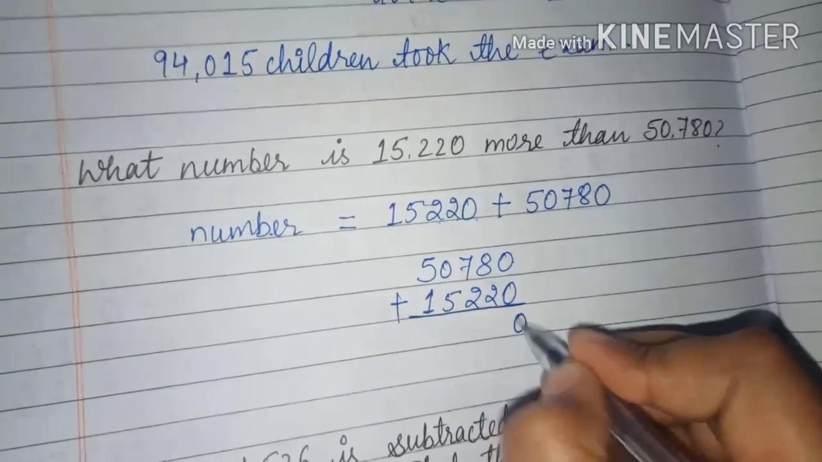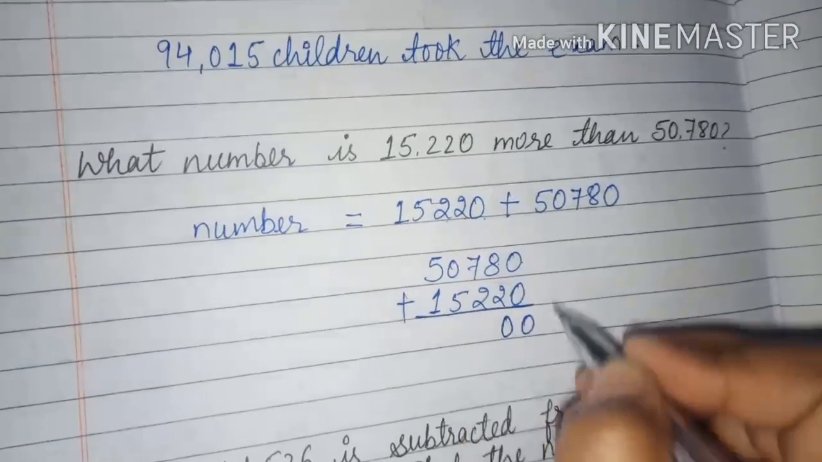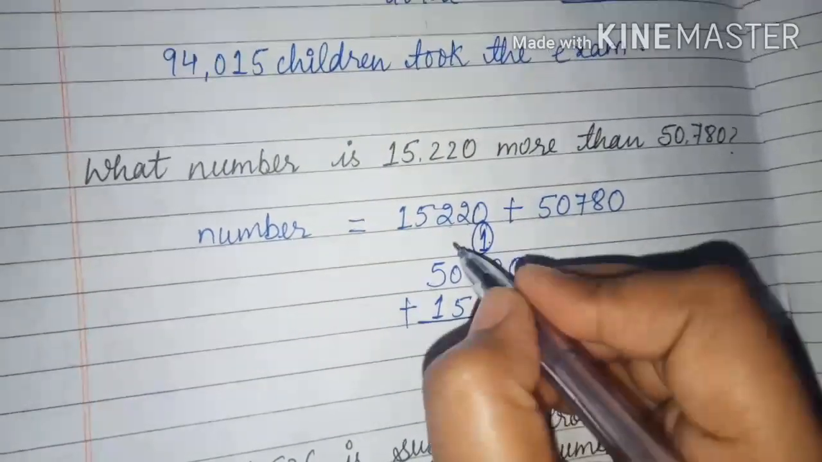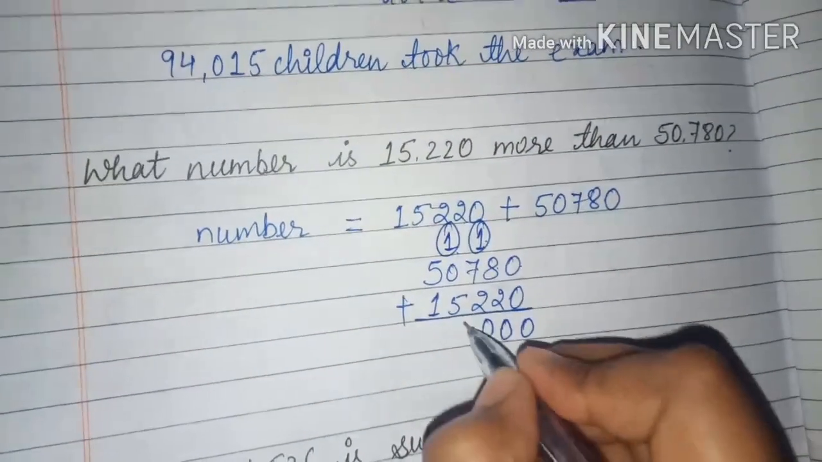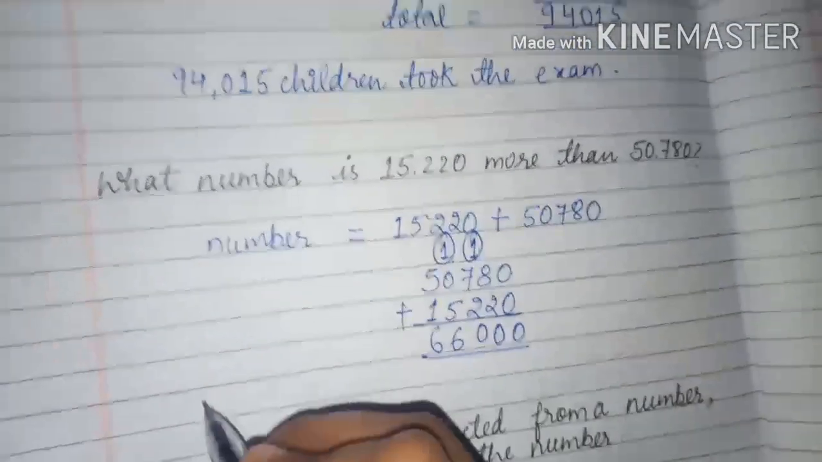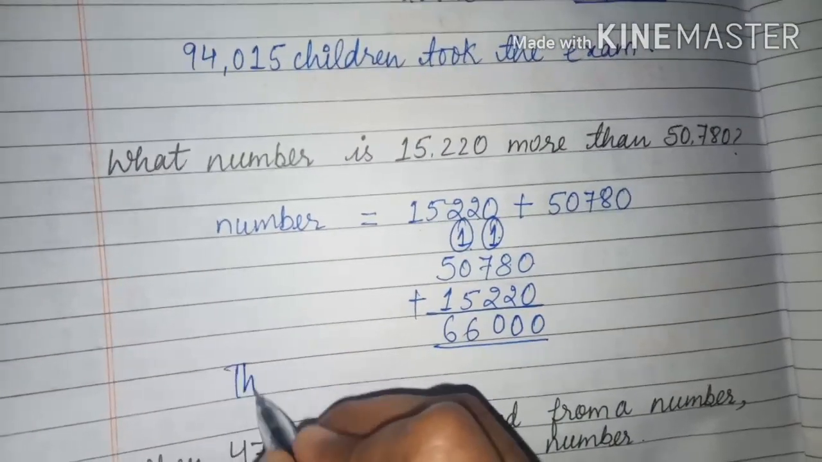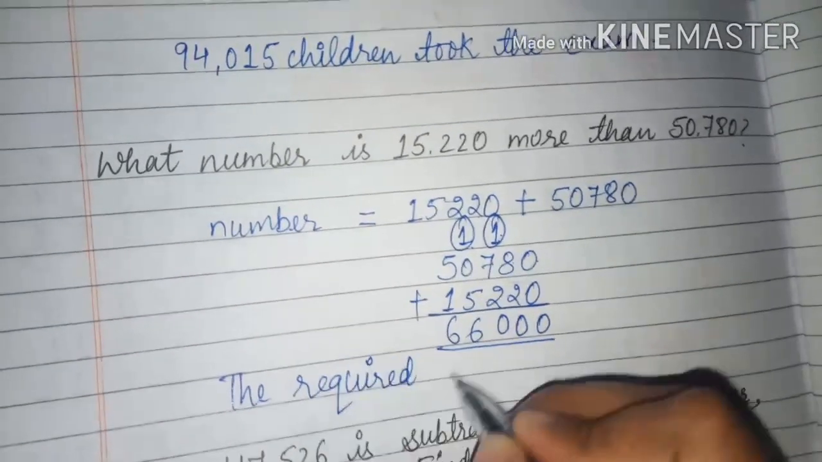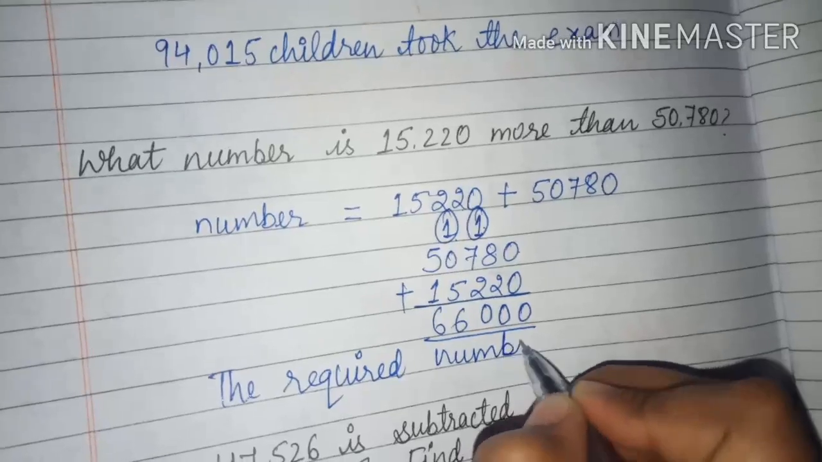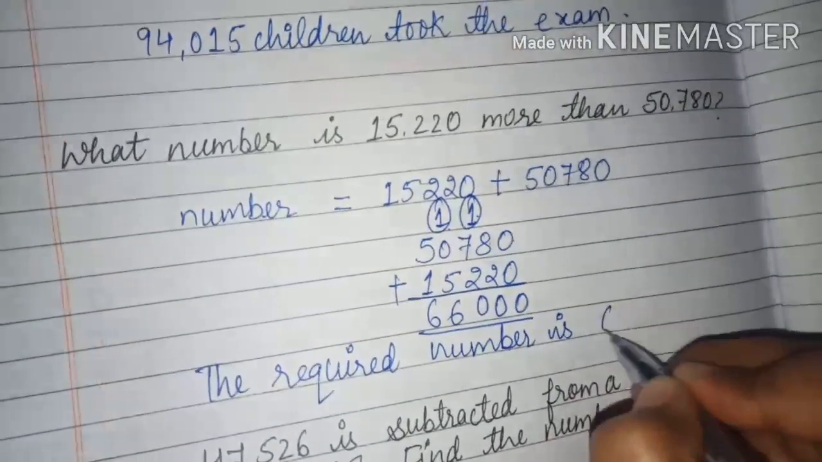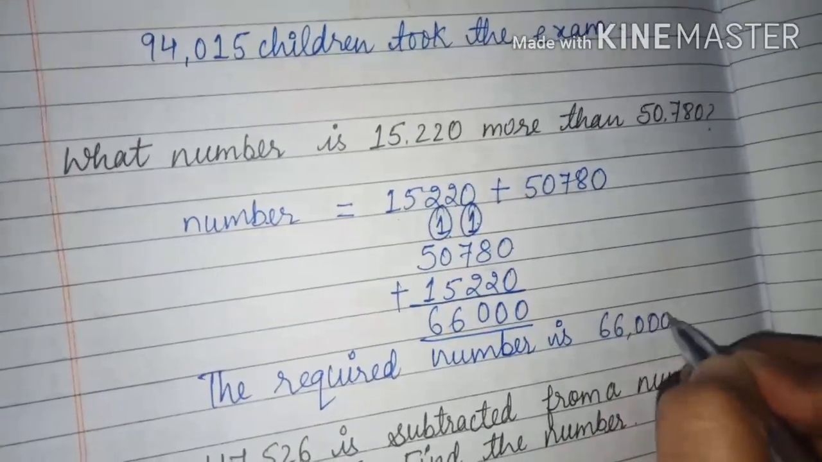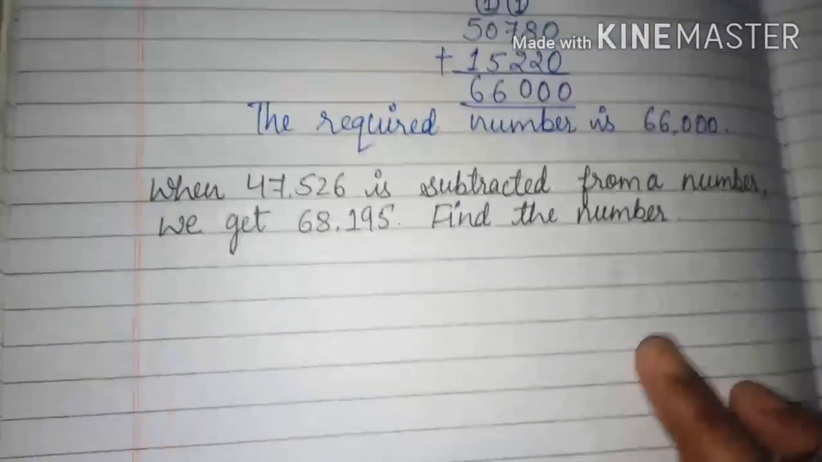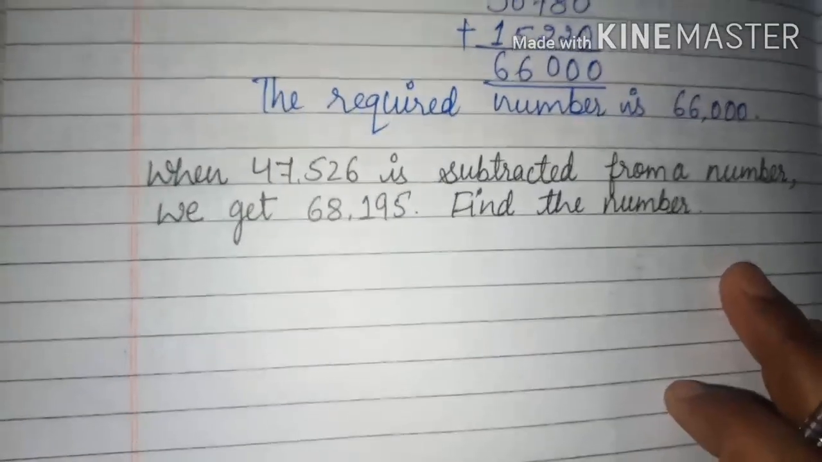0 plus 0 is 0 only. 8 plus 2 is 10, 0 carry हुआ 1. Again we have 7 or 1 8 or 2 10, 0 carry हुआ 1. 1 and 5 6 and another is 6. So what is the required number? So the required number, the number which is needed in the question, is 66,000. Is it clear?